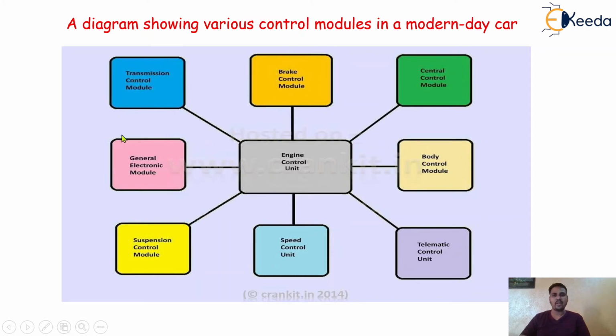Every module has the speciality to control particular things with the help of the sensors, the ECU, and the actuators. All these signals come inside one central module, and this is called the engine control unit. This diagram shows the various control modules in a modern-day car.